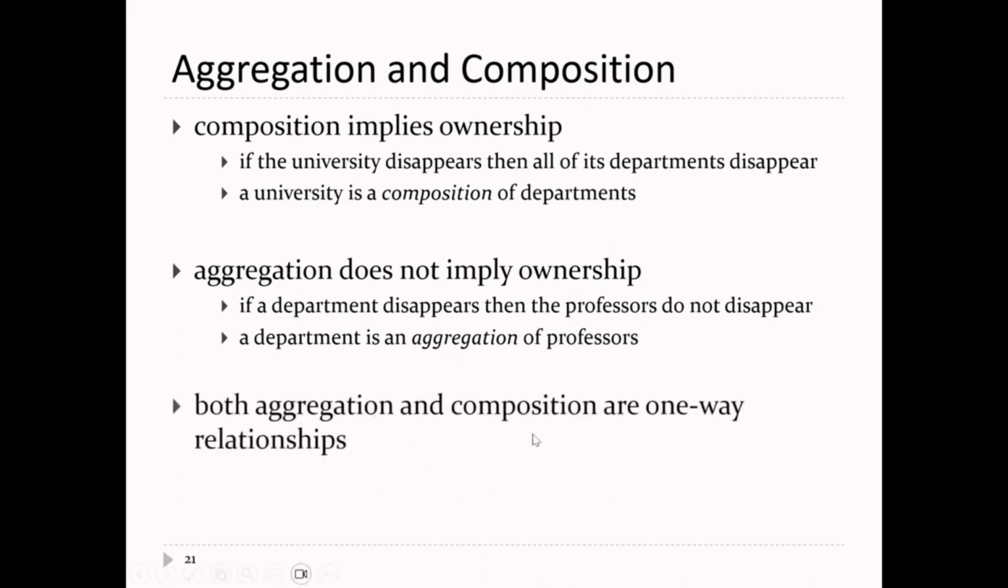Now, the way aggregation and composition differ from association is that they are one-way relationships. With association, you can have a two-way relationship. In aggregation and composition, the relationship is strictly one way. So something is made up of something else, but the opposite can't also be true. X can be made up of Y, but Y cannot also be made up of X. So if you see aggregation or composition, you can just think made of, or made up of.